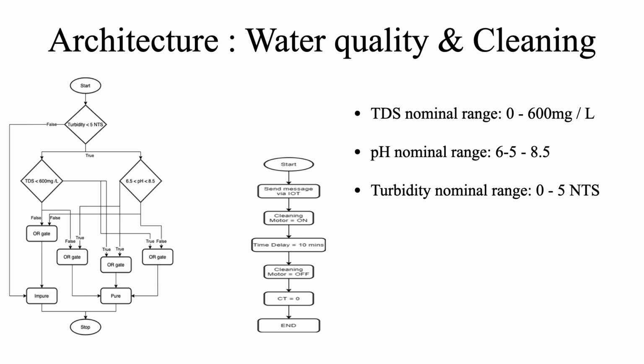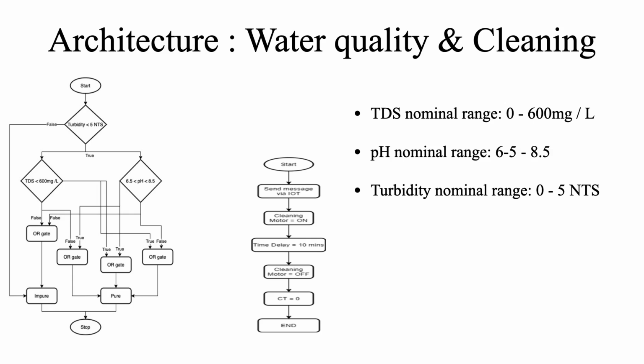The architecture for the water quality is depicted in the flowchart shown on the left half of the slide. Initially, the system will check for the turbidity of the water. If the turbidity value is within the nominal range, then the system will check for the TDS and pH values. If either of the tests pass, then it indicates that the water is pure. This is because TDS and pH for water are interlinked to each other. So if TDS is pure, then ultimately pH is also said to be pure.